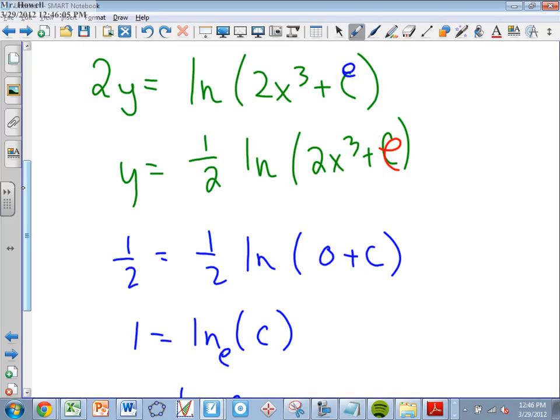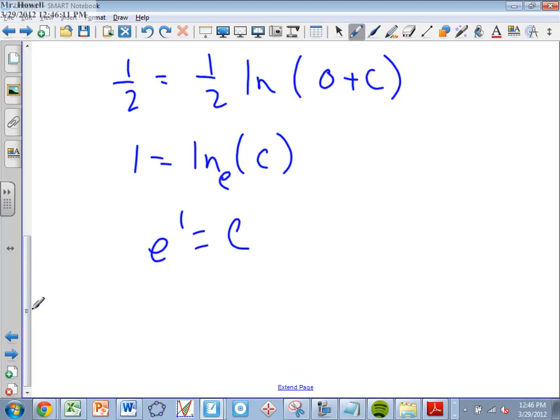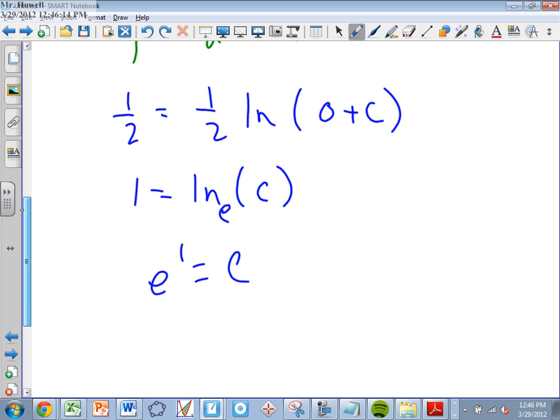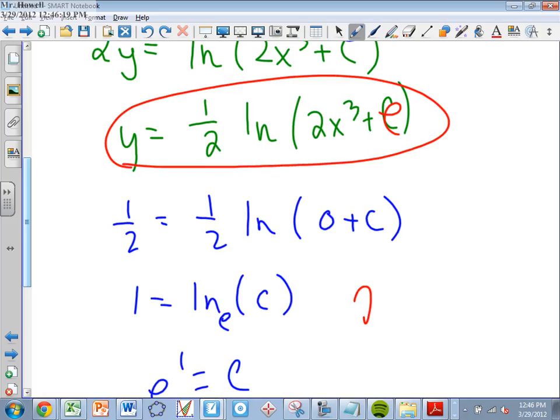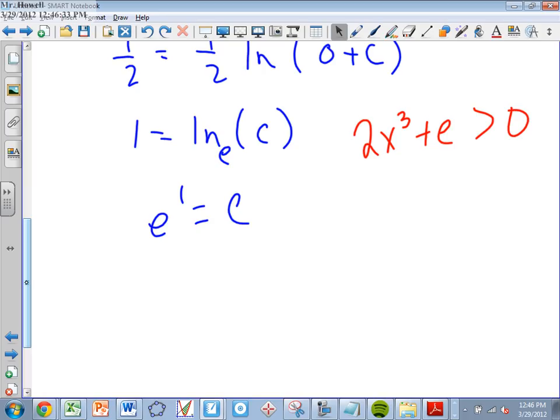What's the second part? Domain, and what did we just talk about a minute ago? ln can't be 0 or negative. Good. So my actual function here is this with e. This is my actual function right here. So I say 2x cubed plus e must be greater than 0. Okay, how do I solve for x here? Just what kind of technique? I would just move stuff over, right? Move the e over. Okay, divide by 2. And take the cube root.